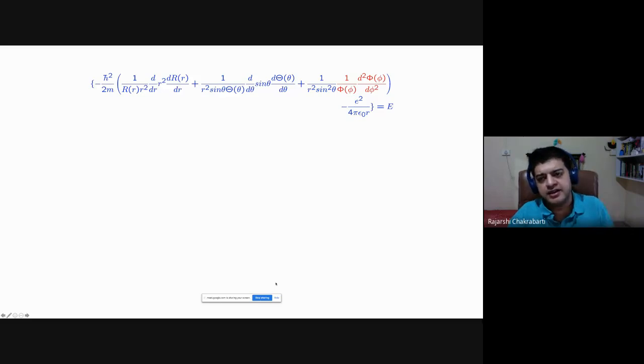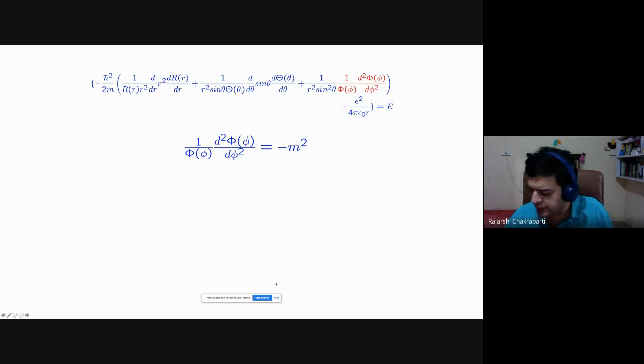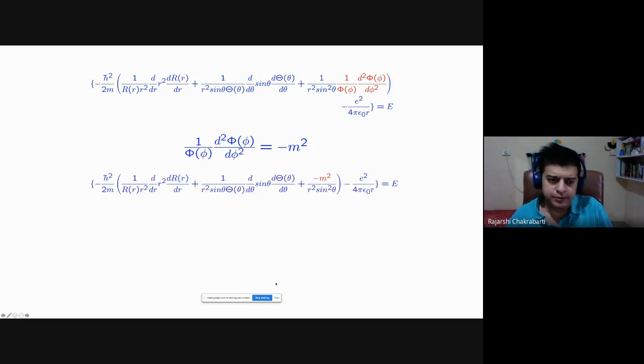I've just highlighted the phi part. We had the phi part, and this is equal to minus m square. I could have equated this to any constant c, but the convention is that you put minus m square. And remember, this m is not mass. This is a quantum number, actually called the magnetic quantum number. And we had solved this equation also.